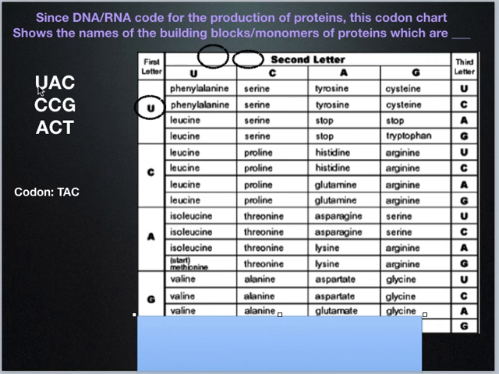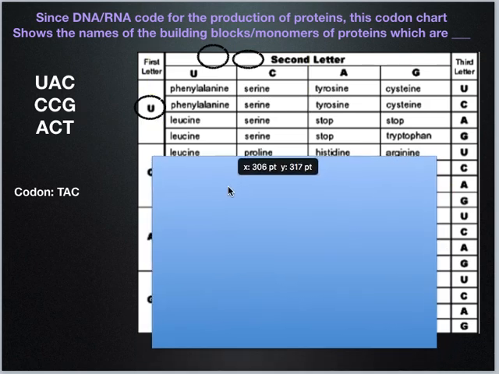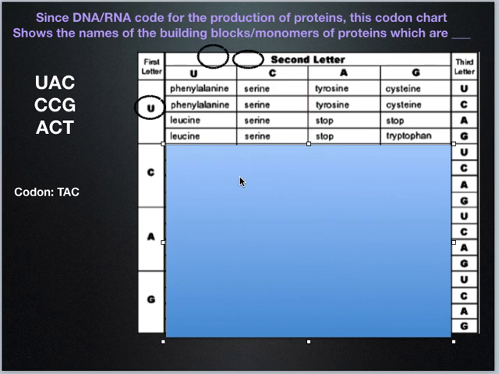So this first codon is UAC. To make this easier, I'm just going to cover the chart right here. We don't need to see the C. This is the first letter in the codon. We don't need to see anything about the first letter being a C because we're right here. It's a U. We don't need to see the A or the G. So this codon is UAC.